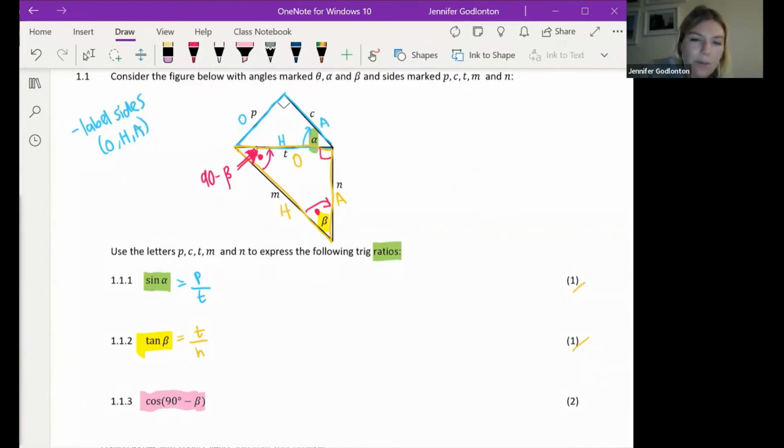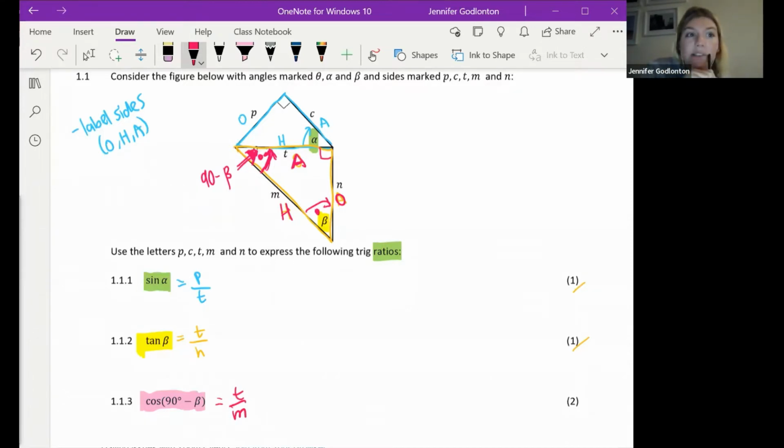So we now know that we're dealing with this angle over here. So in that case, this is still my hypotenuse, but now this is my adjacent and this is my opposite. So if I'm looking for cos 90 minus beta, I'm looking for cos of that angle that we have just found. And cos is adjacent over hypotenuse, which means it will be t over m.